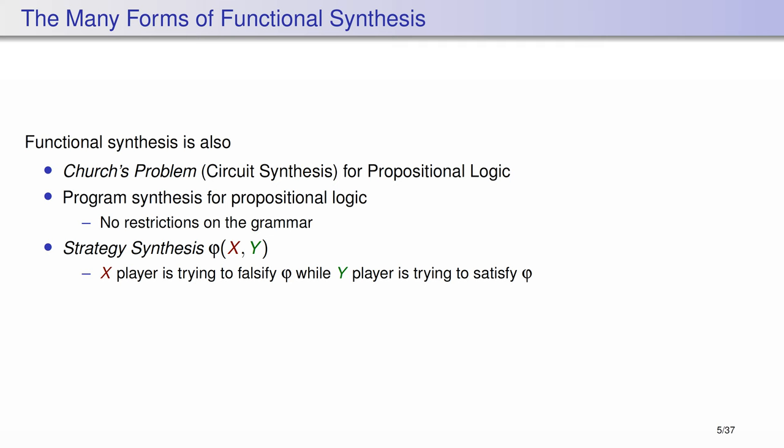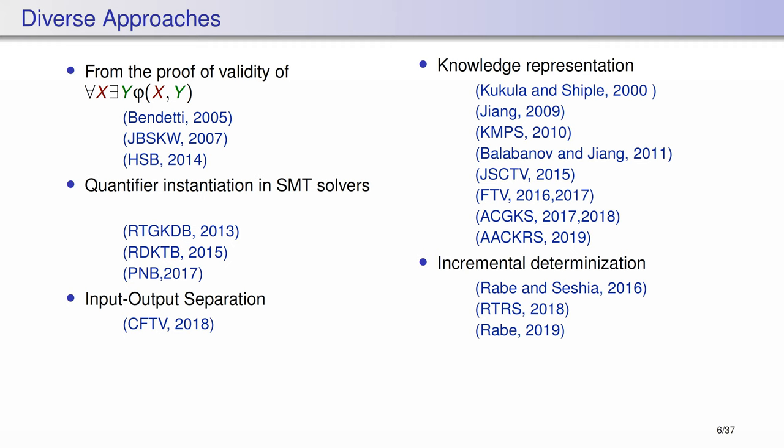So when the problem has many names, then there's no surprise that there's a lot of work and there are many, many techniques to solving this problem. There are techniques based on what are called proofs of validity. There are techniques based in formal methods from satisfiability modulo theory. There are techniques from knowledge representation, which is a major field in AI. There are techniques based on incremental determinization and so on. And that means that there's a lot of progress that has happened over the years in solving this problem.